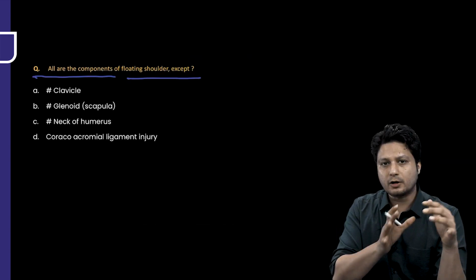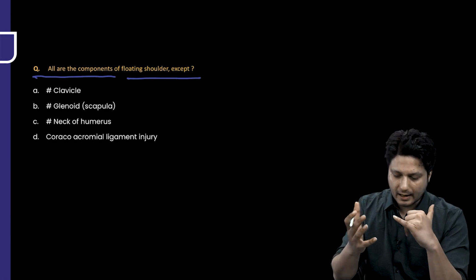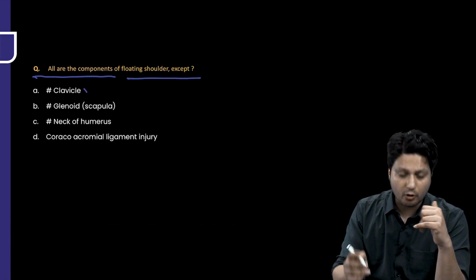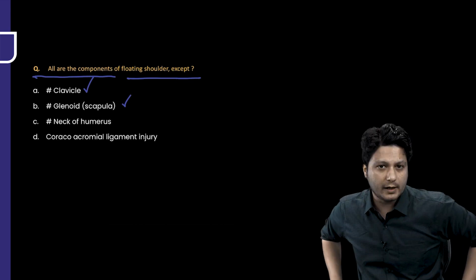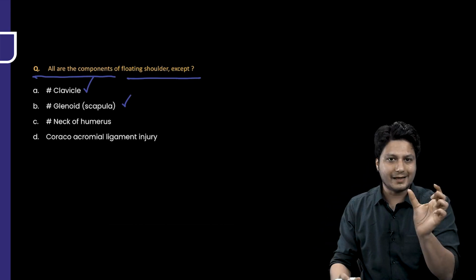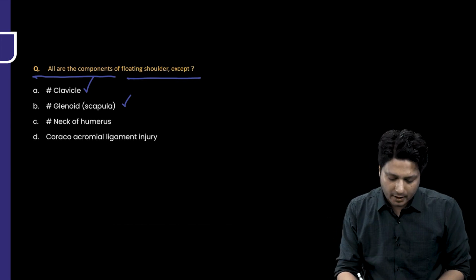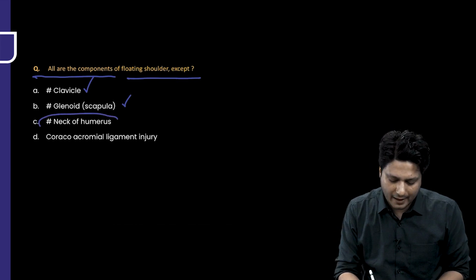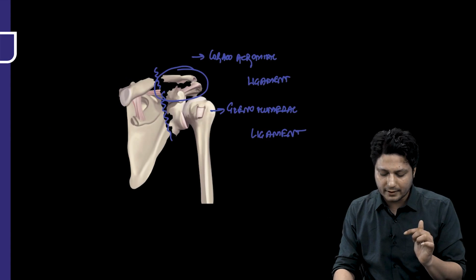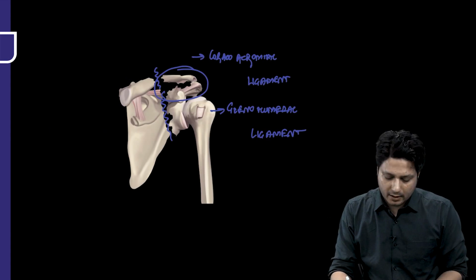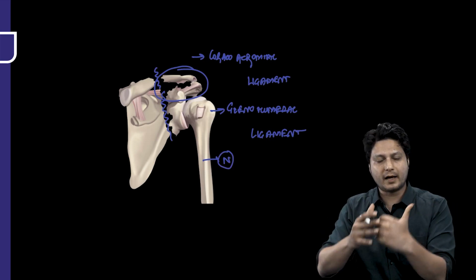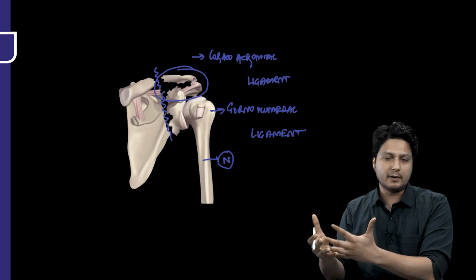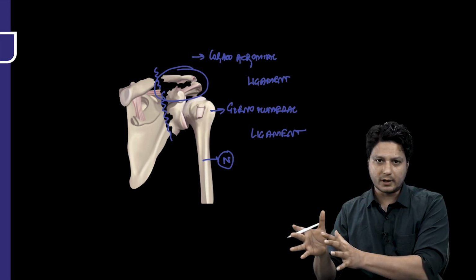Now all of the following are the components of the floating shoulder. Here we are having the fractures of the clavicle, which is yes a component. Second, the fracture of the glenoid, or instead of writing the fracture of glenoid, they can give you the fracture of scapula because glenoid is the region of scapula itself. Third is the fractured neck of humerus. Now we are not having this as a component in the definition. You look at this, the humerus is all normal, or it is not the requirement that there has to be a fracture in the humerus in the proximal region to be called a floating shoulder.